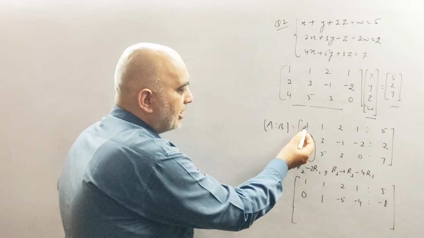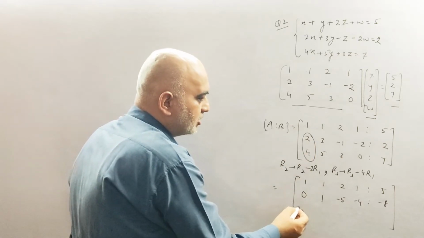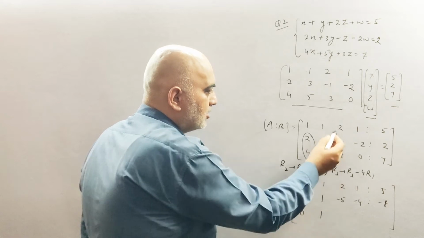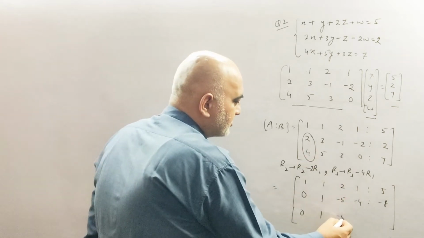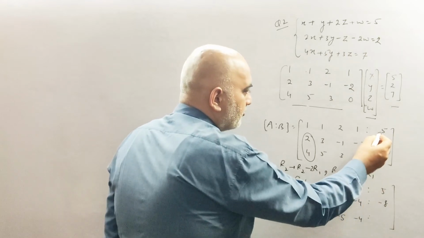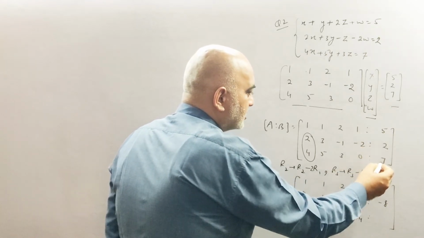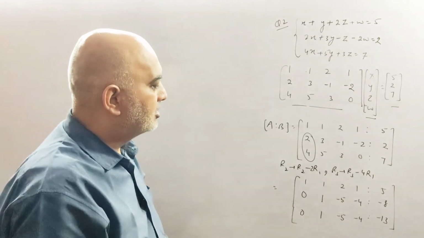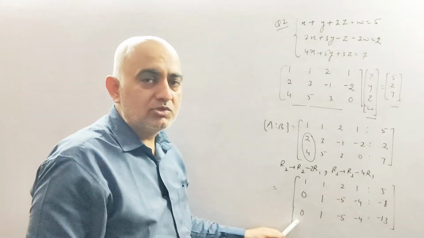Now, multiplying this with 4, subtracting from this 0. Multiplying this with 4, subtracting from 5, that is 1. 4, subtracting from this is -5. 4, subtracting from this is -4. Multiplying 4 with 20 and subtracting from this is -30. In this way, we can make these two elements equal to 0.